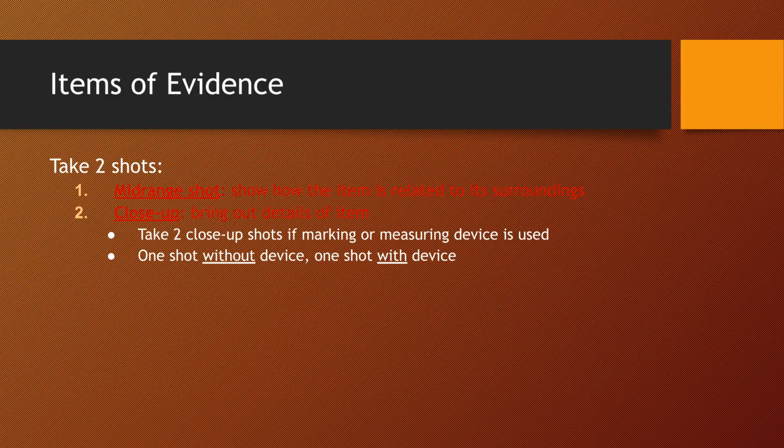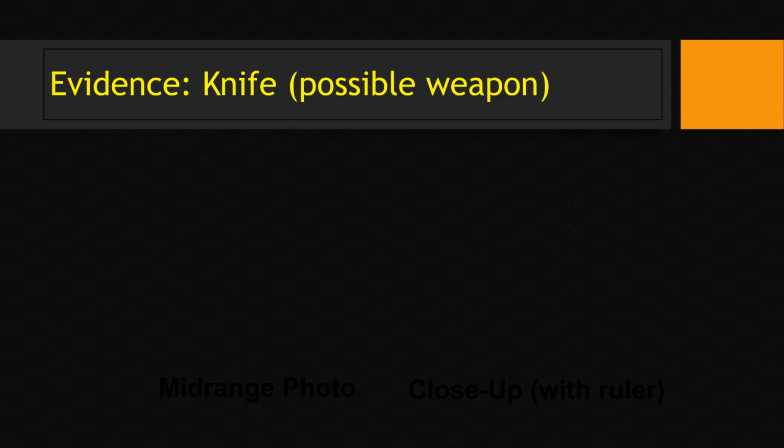When photographing items of evidence, take 2 shots: a mid-range shot showing how the item relates to its surroundings, and a close-up to reveal details. Close-ups should include 1 shot with a marking or measuring device and 1 without. Here is an example of documenting a knife, a possible weapon. We have a mid-range photo showing its position and a detailed close-up shot using a ruler for scale.